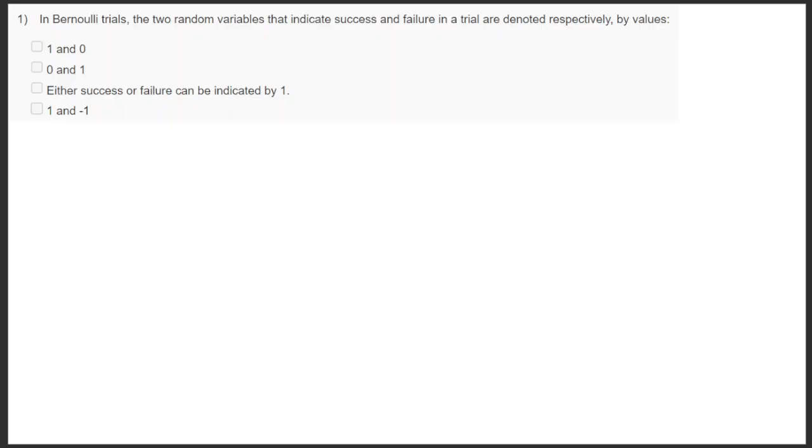First question: in a Bernoulli trial, the two random variables that indicate success and failure in a trial are denoted respectively by which values? First they are asking about success and failure, so it is 1 and 0. Because there are only two outputs for a Bernoulli trial, success is denoted as 1 and failure is denoted as 0, like binary language.